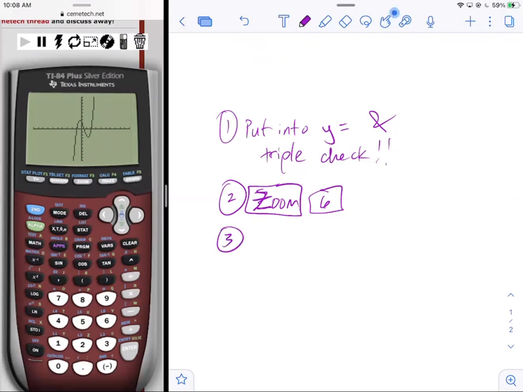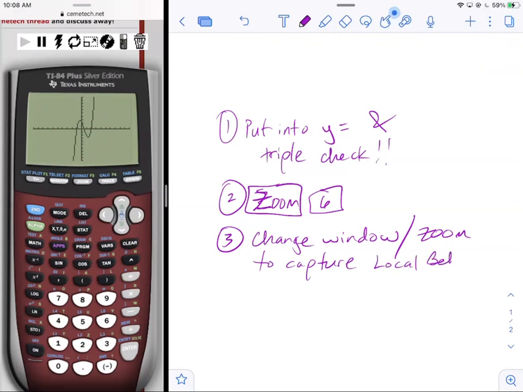Number 3 is going to be change your window or zoom, okay, to capture the local behavior, and do your math homework. Because we're going to test on Thursday and we're departing from 4.1, the worksheet for 4.1 and the notes for 4.1 are not due on Thursday. We'll finish that when we get back from Thanksgiving break, okay? We're just going to squeeze in a calculator test here.